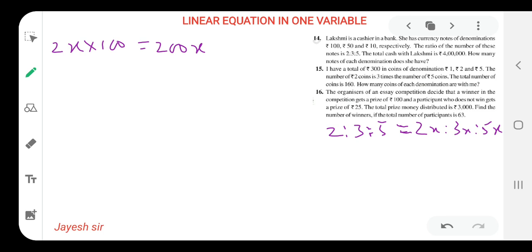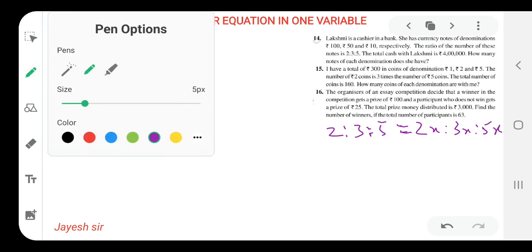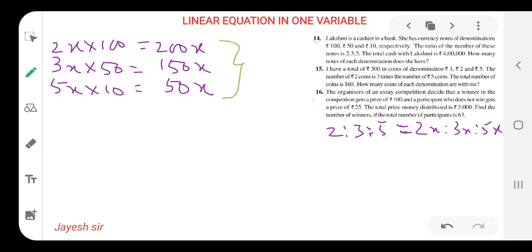Similarly, for 50 rupee notes, they are having 3x notes. So 3x should be multiplied with 50. That will become 150x. Similarly, for 10 rupee notes, they are having 5x notes, that means 50x. Now, what is to be done? The total cash is what we have converted into single form. The sum is given as 4 lakhs. So we'll add it: 200x plus 150x plus 50x equals 4 lakh rupees.